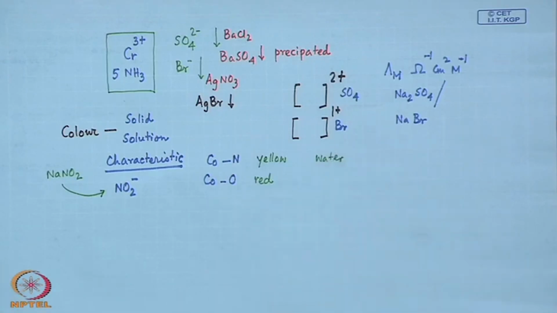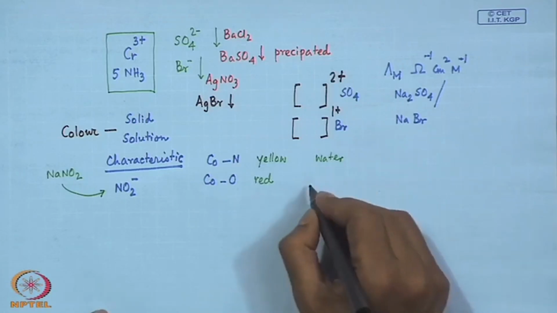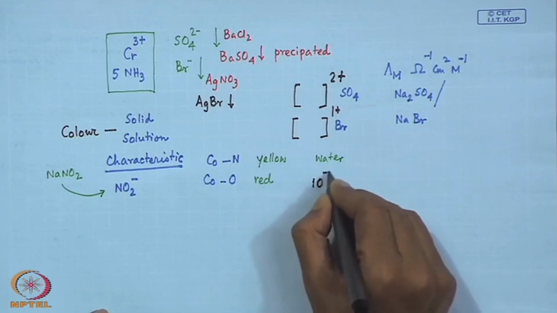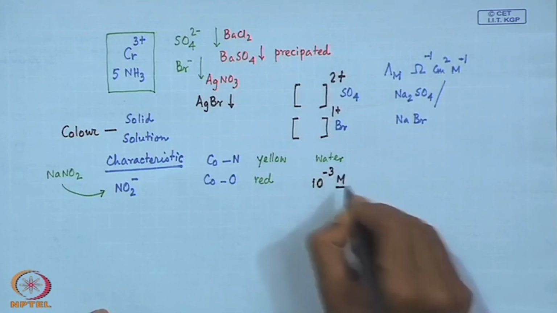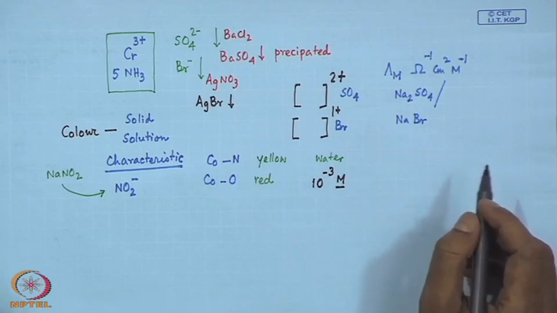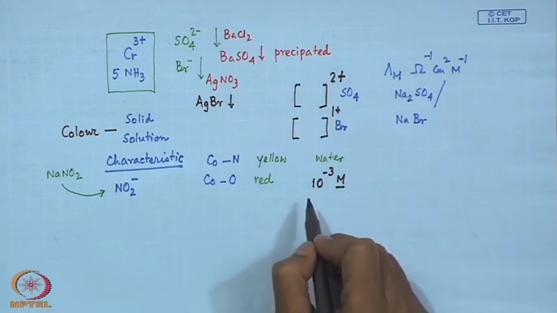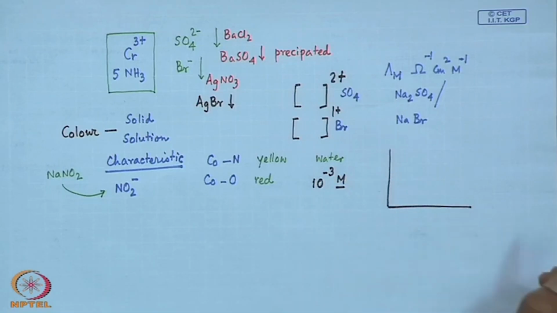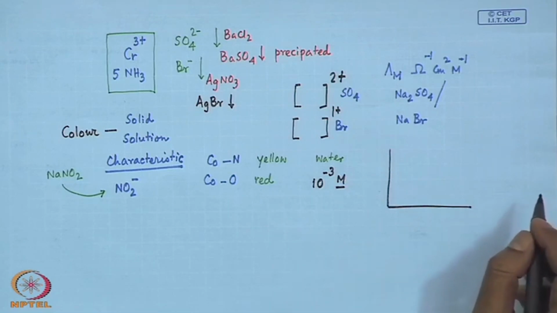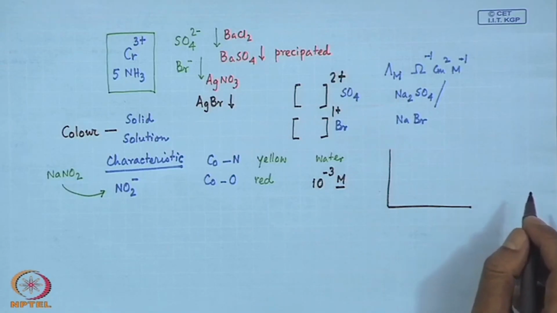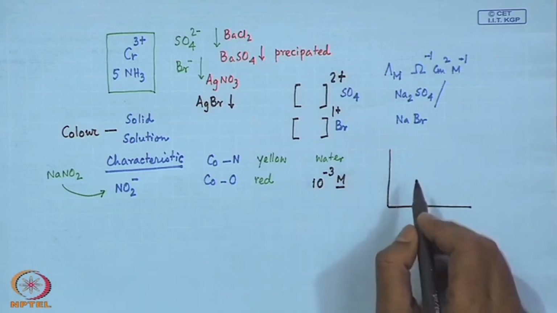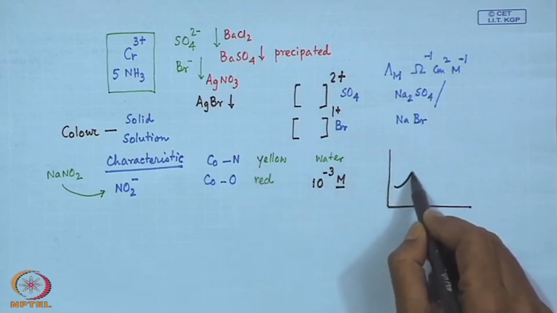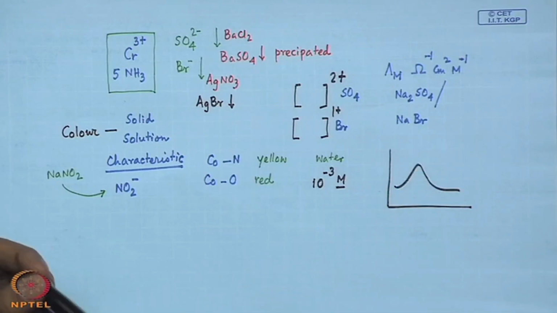So if we can have the corresponding solution in water, and if we are able to make a solution of say 10 to the power minus 3 molar, that means a millimolar solution, of these compounds, then we can monitor the corresponding electronic absorption. That we will talk about in detail afterwards when we talk about the spectroscopy of these compounds. But initially, we can just see that these two compounds will have different absorption bands, one for the yellow compound and another for the red compound.